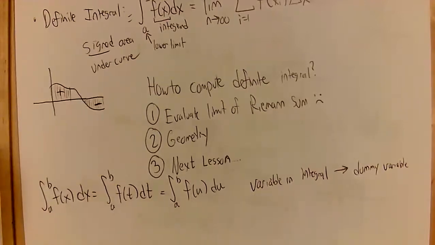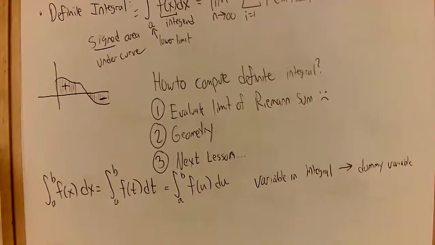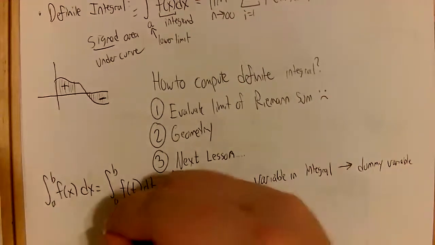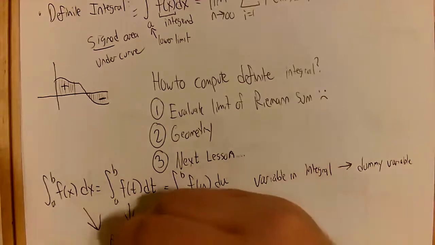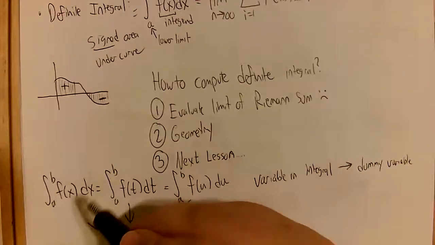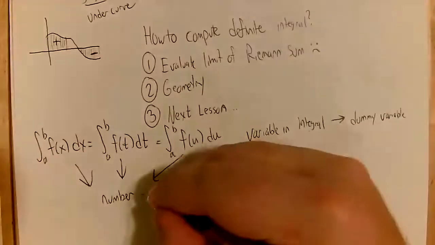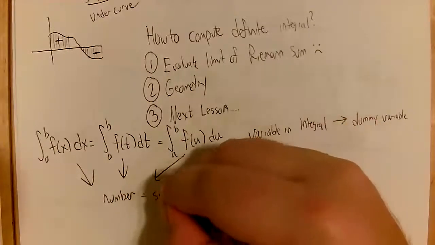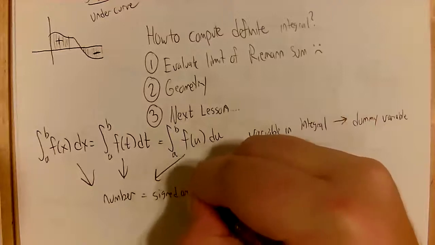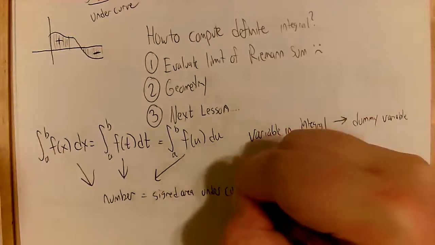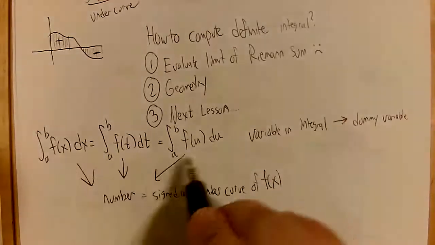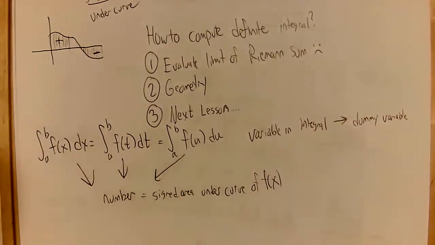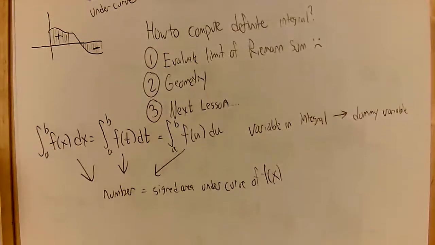Now, what actually is an integral? What happens when we perform an integral? Well, all of these will end up shooting out a number. So an integral is a very fancy way of writing a number. And remember, that number is the signed area under the curve of f of x. Whenever we look at something like this, even though it has a variable in it, it's technically just a number. That number is the signed area.